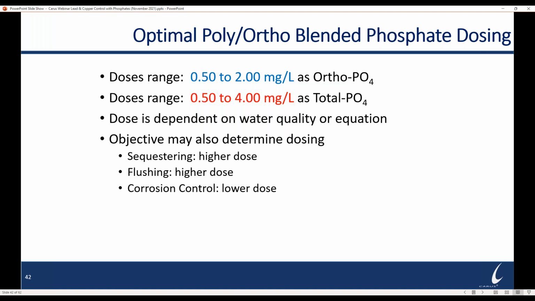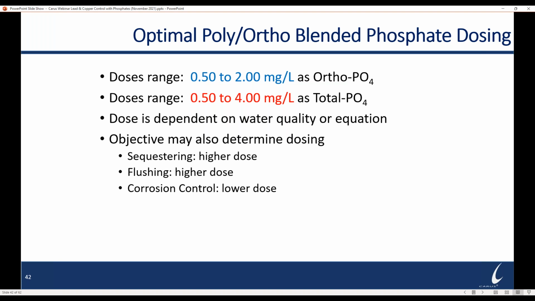When we're feeding a polyortho blend, we're going to look at two things. We're going to look at how much orthophosphate residual you have in the system. That level will go up if you're more focused on corrosion control for lead and copper. So you might feed 1 or 2 or even 3 parts as ortho in the blend for corrosion control. And then your total phosphate dosage is the combination of ortho and poly together. So the difference between total and ortho will be your polyphosphate number.